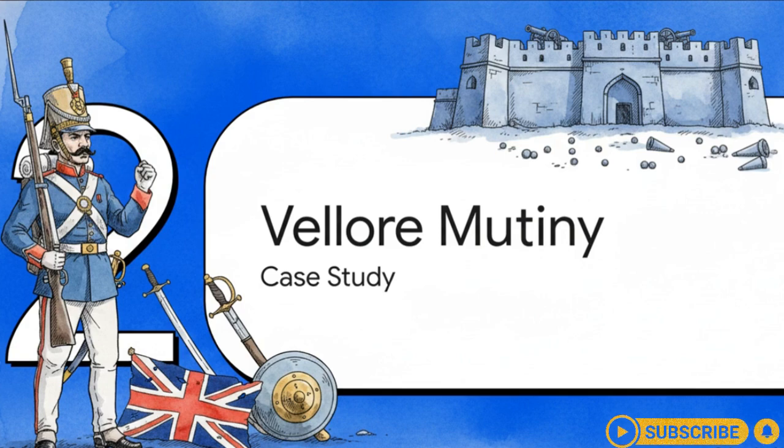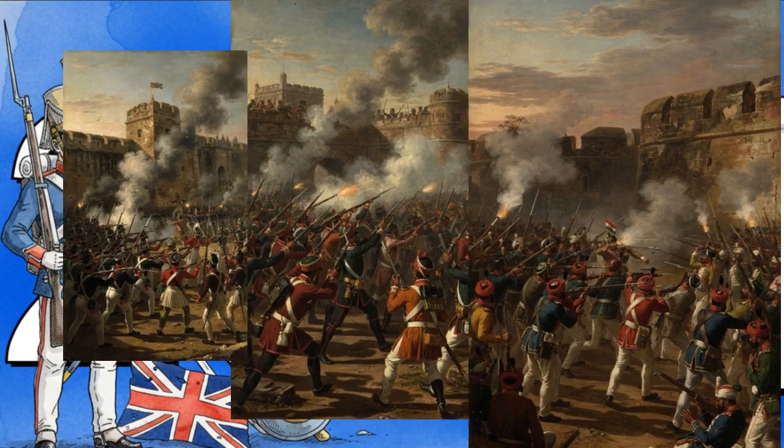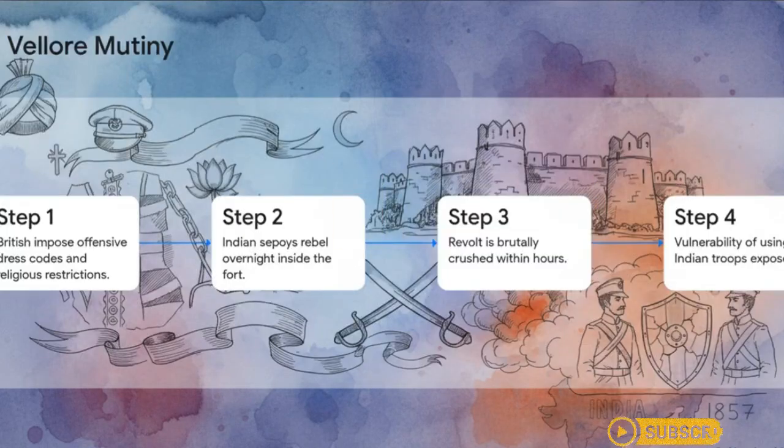Section 2. Case Study, the Vellore Mutiny. Let's examine a highly tactical precursor that happened right inside the military. Walk through this step by step with me to see exactly how British overreach triggered a violent rebellion. Step 1. The British introduced these highly offensive dress codes and religious restrictions, completely alienating both Hindu and Muslim soldiers. Step 2. In response, Indian sepoys snap, rebelling overnight inside the Vellore fort and taking down over 100 British soldiers.